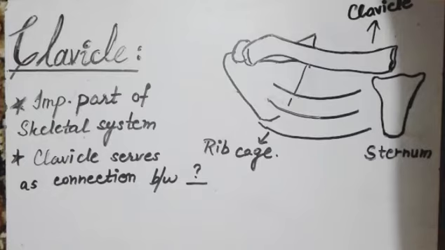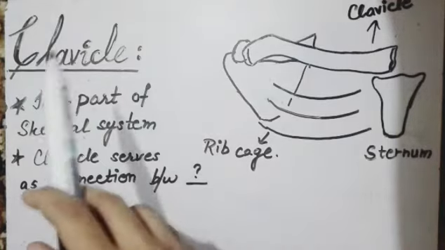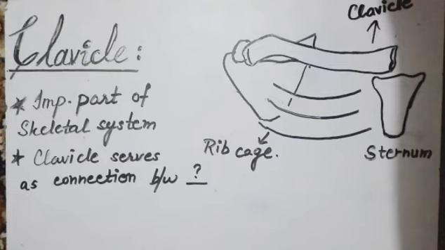So without further ado, let's study some anatomy. The topic for today's lecture is the clavicle. It's famously known as the beauty bone and the collarbone. Fracture of the clavicle is very common, especially in athletes.